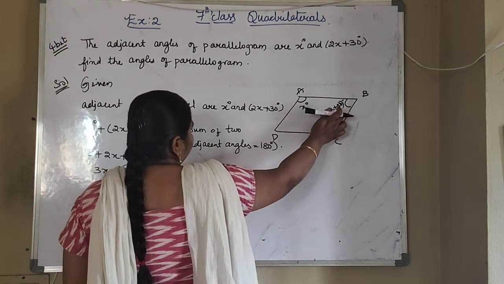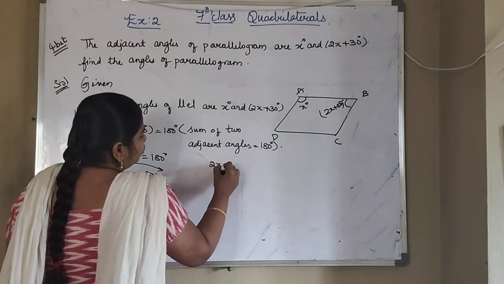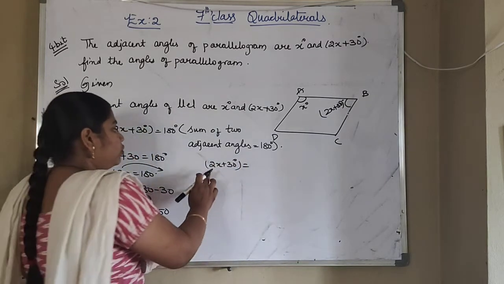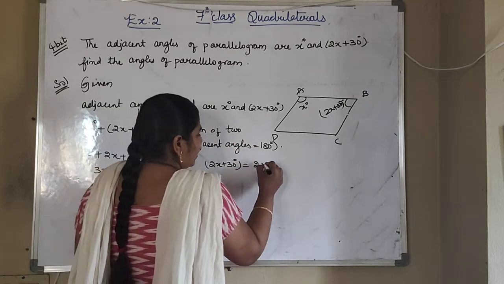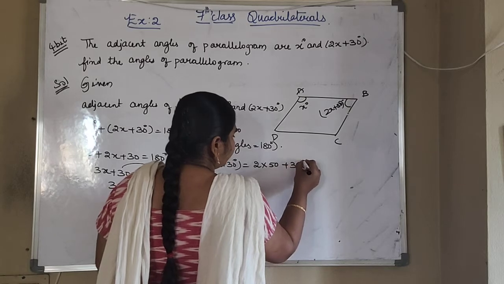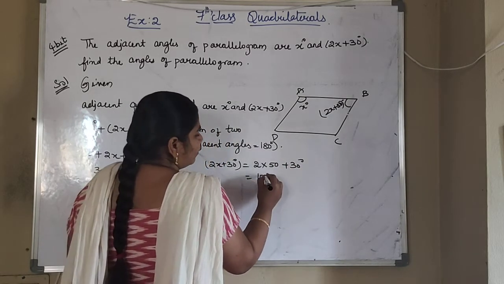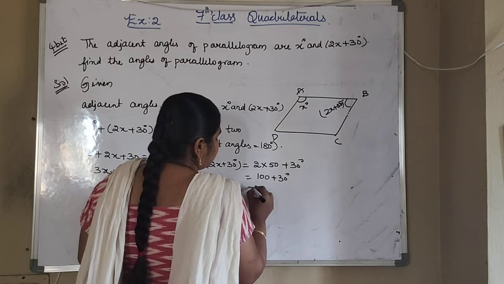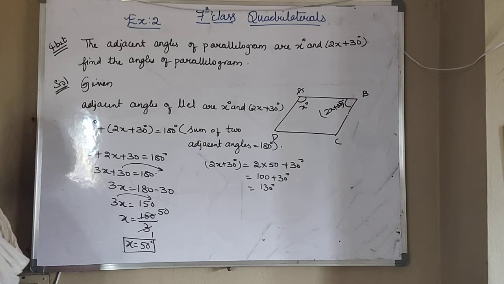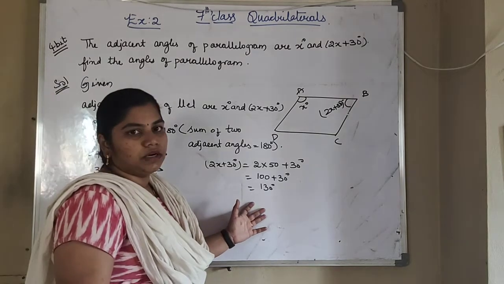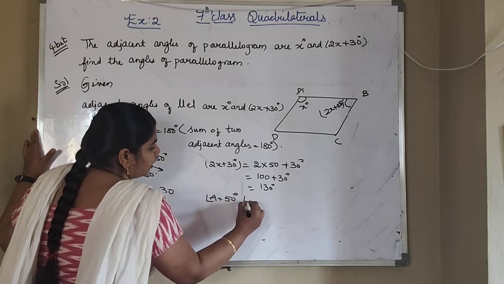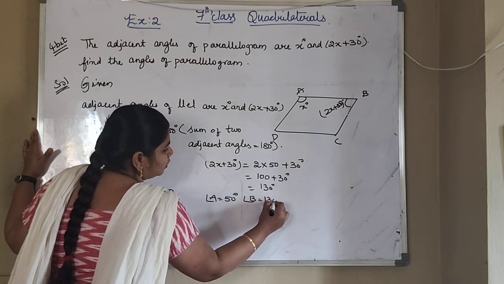Now we have to find this 2x plus 30. So 2x plus 30 degrees is equal to, okay, 2 is a constant number, in place of x you got 50, so 2 times 50 is 100, plus 30 degrees. So 100 plus 30 will be 130 degrees. So here you got 2x plus 30 value as 130. That means angle A is equal to 50 degrees and angle B is equal to 130.